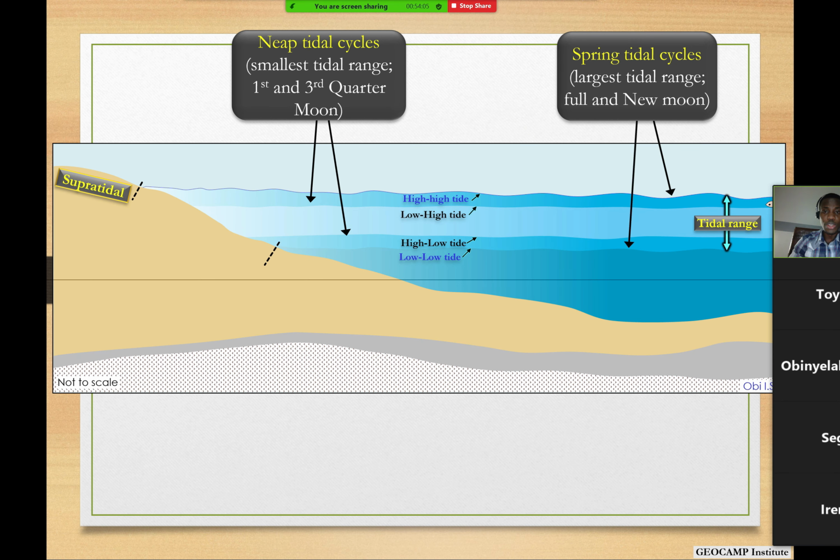So again, this is going back to our earlier sketch that shows what these different tidal cycles are, and the corresponding amount of tidal range. So during the spring tidal cycles, we have the highest high tide and the lowest low tide. That means the tidal range during the spring cycle is maximum compared to the tidal range you have during the neap cycle.